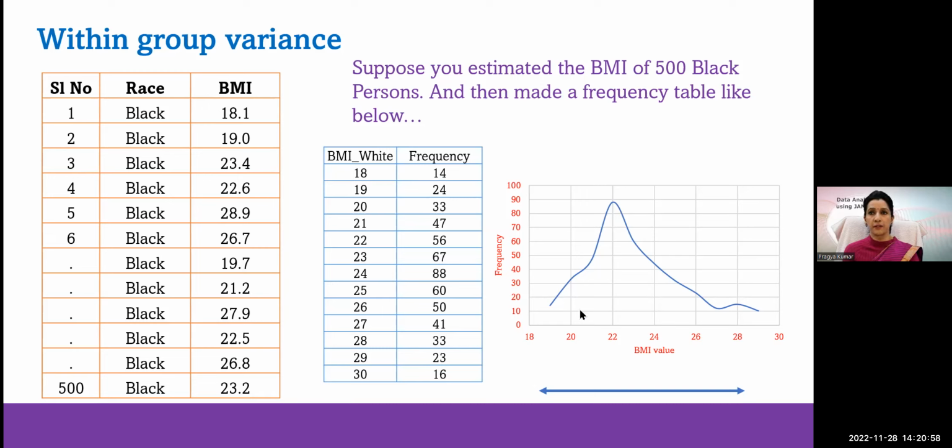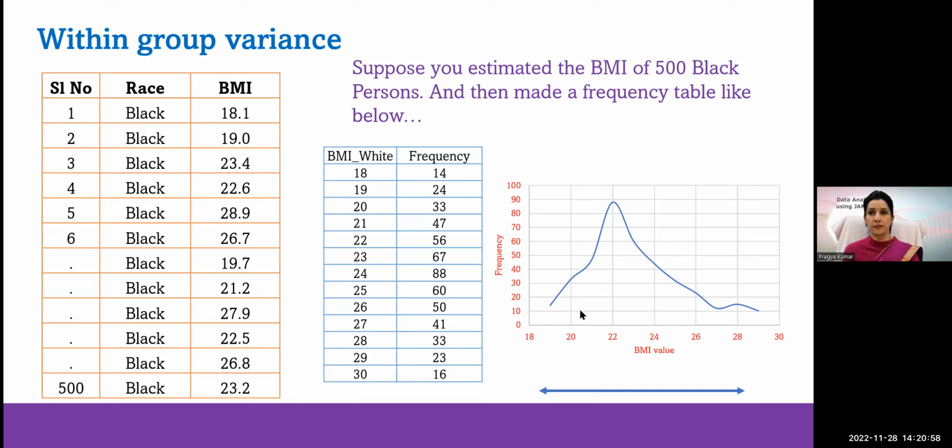So this is a subjective way of measuring variance. The broader the graph, if the graph is very broad, we can say that the variance is more. If it is narrow, then we say that the variance is less. So this is a subjective way of assessment of variance. This is known as the within group variance, because there is only a single group, that is all black people.